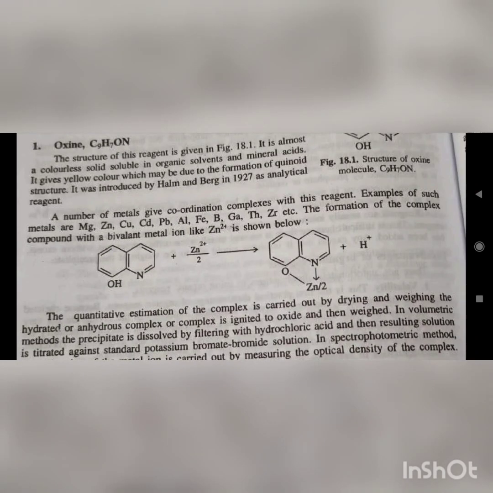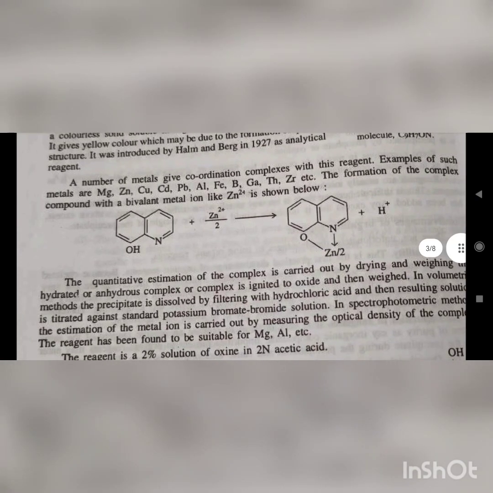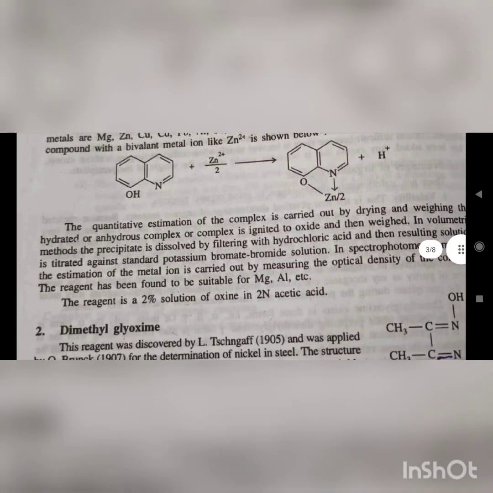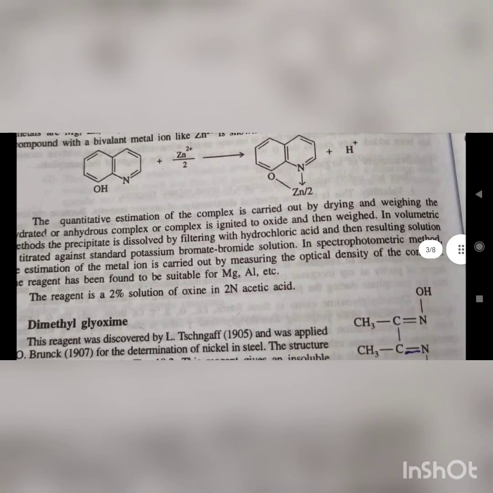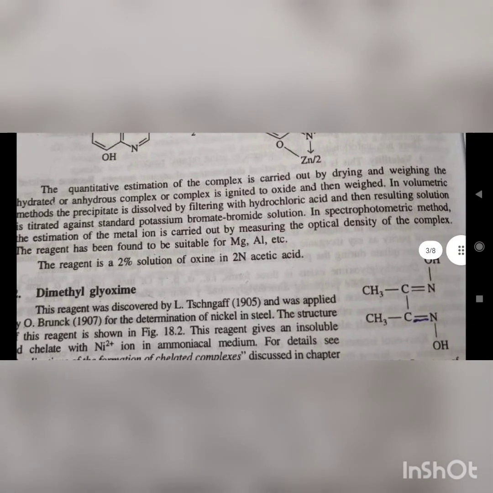A number of metals give coordination complexes with this reagent. Examples of such metals are magnesium, zinc, copper, cadmium, lead, aluminium, iron, boron, gallium, thorium, zirconium, etc. The formation of the complex compound with a bivalent metal like Zn2+ is shown here. The quantitative estimation of the complex is carried out by drying and weighing the hydrated or anhydrous complex, or the complex is ignited to oxide and weighed.